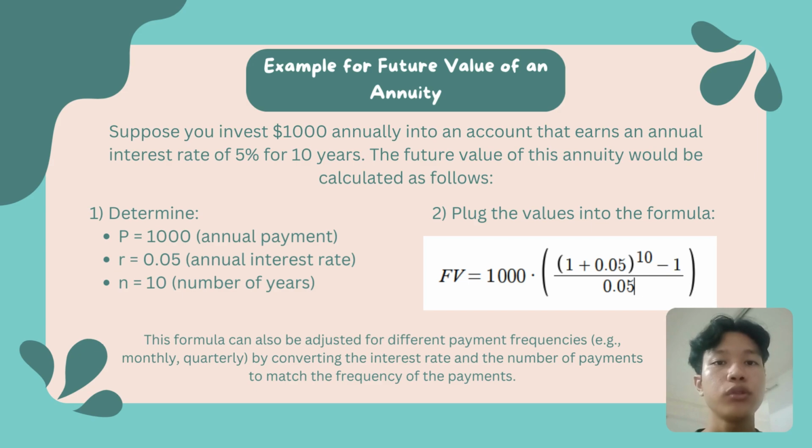For example, suppose you invest $1,000 annually into an account that earns an annual interest rate of 5% for 10 years. The future value of this annuity would be calculated as follows. Firstly, determine the variables. P is 1,000, the annual payment, R is 0.05, the annual interest rate, and N is 10, the number of years. Next, plug the numbers into the formula. This formula can also be adjusted for different payment frequencies, for example monthly or quarterly, by converting the interest rate and the number of payments to match the frequency of the payments.